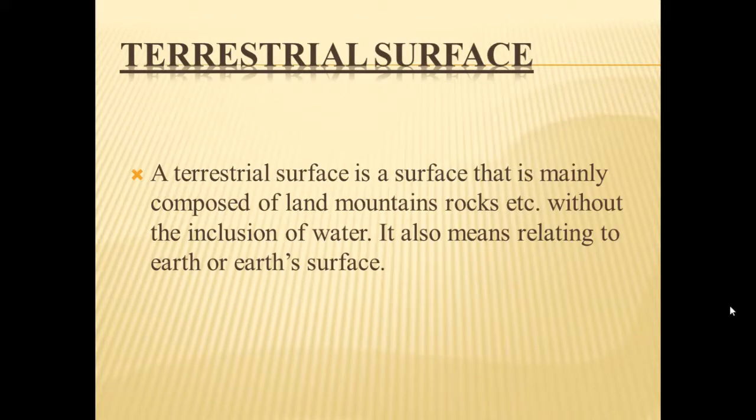In this part, we are going to talk about terrestrial surface, geoid and ellipsoid. What is a terrestrial surface? A terrestrial surface is a surface that is mainly composed of land, mountains, rocks, etc., without the inclusion of water. It also means relating to the earth or earth surface.